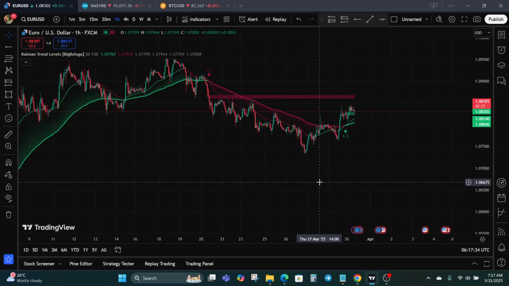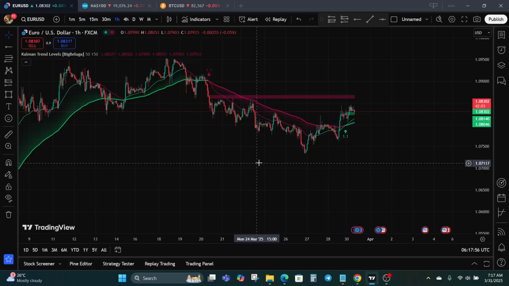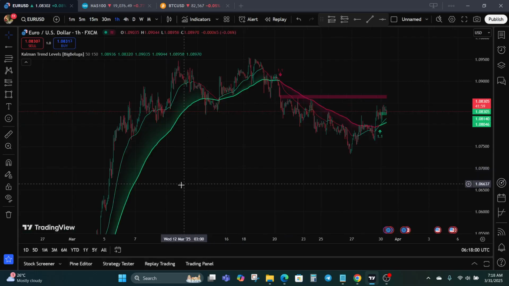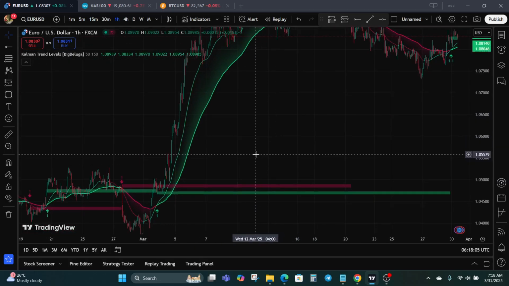If you have been looking for a way to make more informed trading decisions with better accuracy, then this tool could be a valuable addition to your trading toolkit. Now, you might be wondering, what exactly is the Kalman Trend Levels Indicator? Let us start by breaking down what it actually is. This indicator is designed to help traders spot strong trends and highlight key levels of support and resistance.